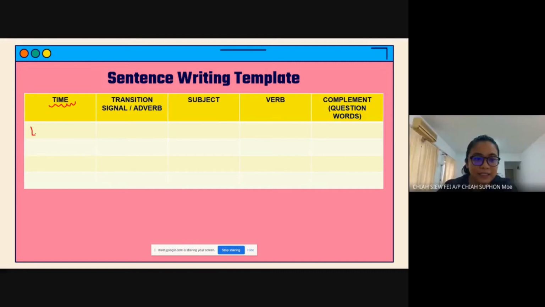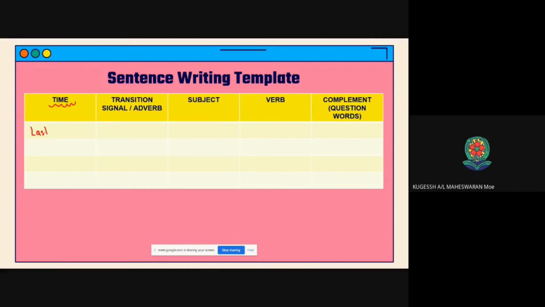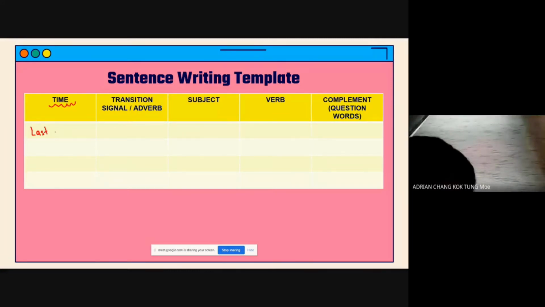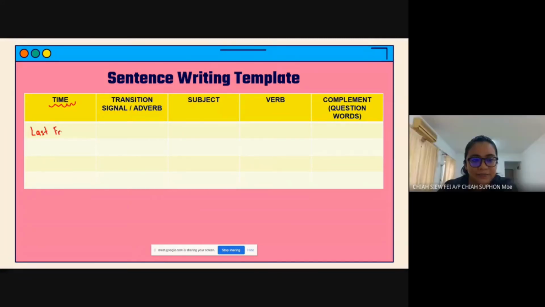So like this, we have to choose a school day. We cannot choose the weekend, isn't it? So let's say last Friday. Later on, when you write your own story, you can put whichever time you like, as long as it is a school day. Okay. So last Friday, that is the time.